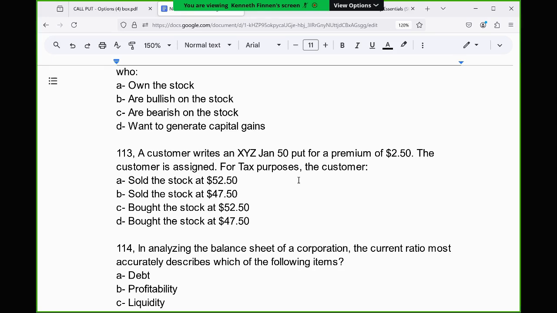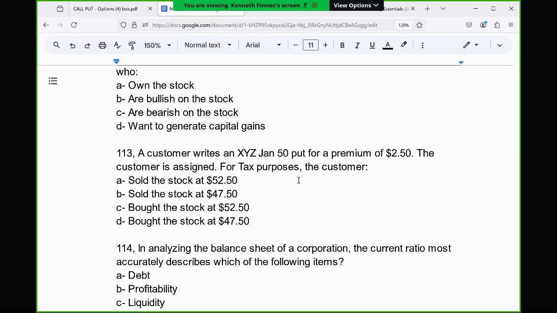B. What is it? Is it A, B, C, or D? Oh no, that's right. Let's not rush it. Sorry. I know the answer. It's $47.50, but I don't know if it's sold or bought. Well, all I wanted is the break even. I'll explain that in a second. Do we agree that the break even is $47.50?